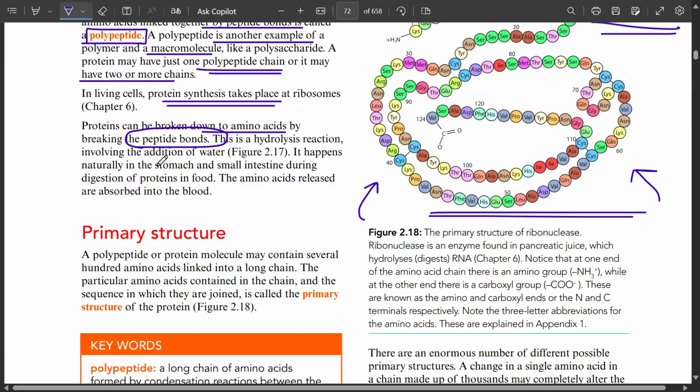It happens naturally in the stomach as well. Even when in stomach हम proteins intake करते हैं. Now when we intake proteins, those proteins are broken down in our stomach as well by the help of proteases, and they are broken down into amino acids in our body. Then these amino acids are absorbed in our blood. So whatever protein we eat is hydrolyzed in our stomach and small intestines. Clear?